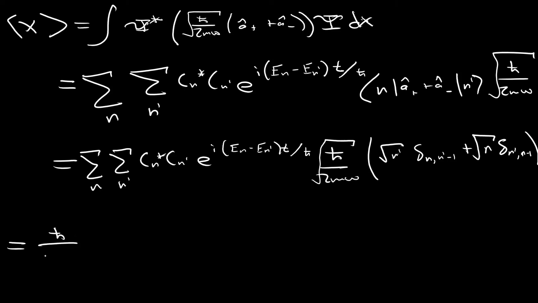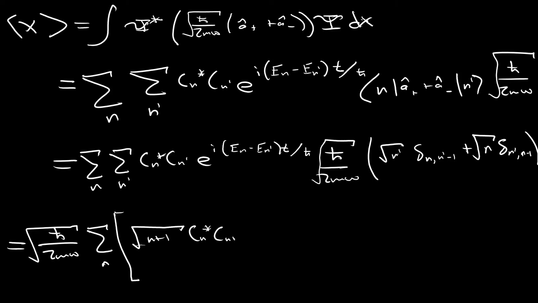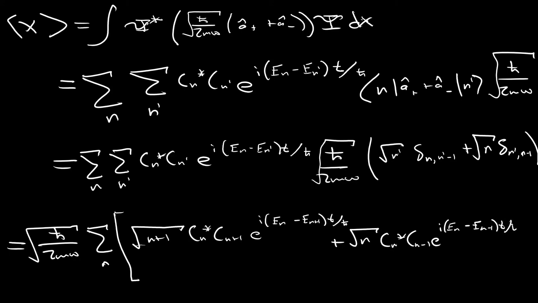Let's bring out this constant stuff that doesn't depend on the n's, the square root of h bar over 2m omega, sum over all n's. And then what we're going to get is square root of n plus 1, Cn star Cn plus 1, e to the i (En minus En plus 1) t per h bar, plus square root n, Cn star Cn minus 1, and then an e to the i (En minus En minus 1) t per h bar.